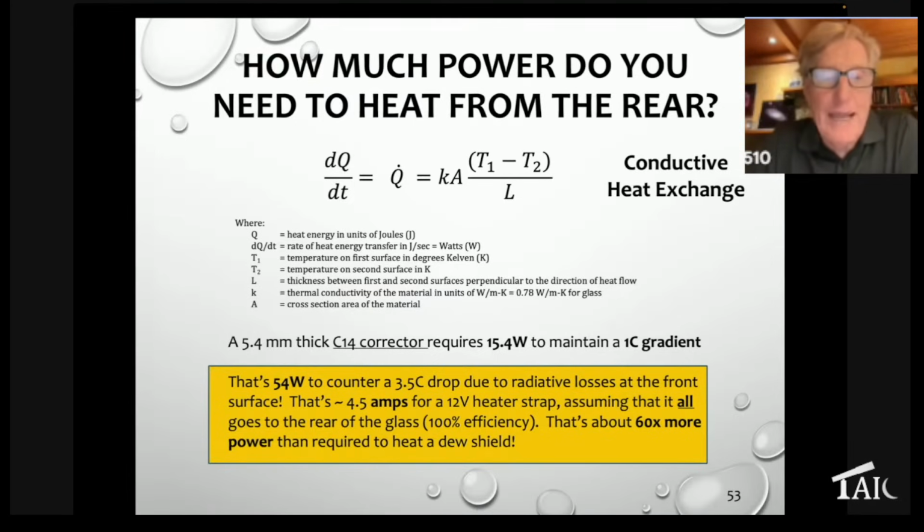That's 5.4 amps for a 12 volt heater strap. And that assumes it's all going to go into the rear of the glass. It's 100% efficiency. It's not going to heat anything else up, which isn't really quite correct. But just that alone, that's 60 times more power than you need to just heat a dew shield. And I see this all the time. Guys do this. I see telescopes all the time with dew heaters on the tube. And it works. And I think because it works, people think, well, it's good enough. But it's not very good.